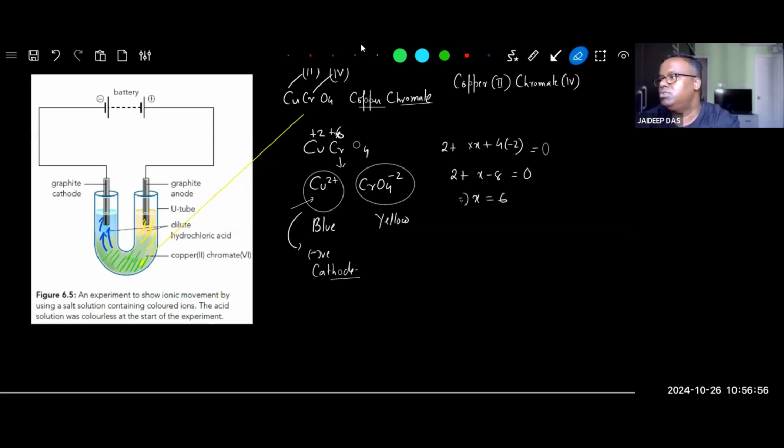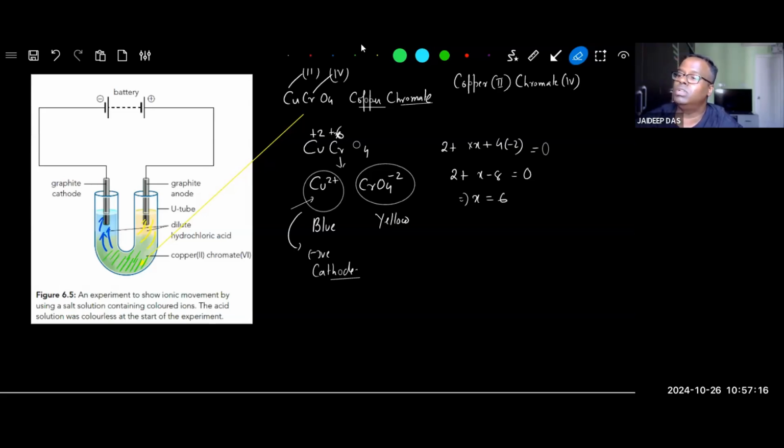So from this we get to know that the salt, which was green in color when it was diluted with acid, after electric current was passed, ions were formed. What ions? Copper ions and chromate ions. So where did the chromate ions go? The chromate ions means basically chromium and oxygen.